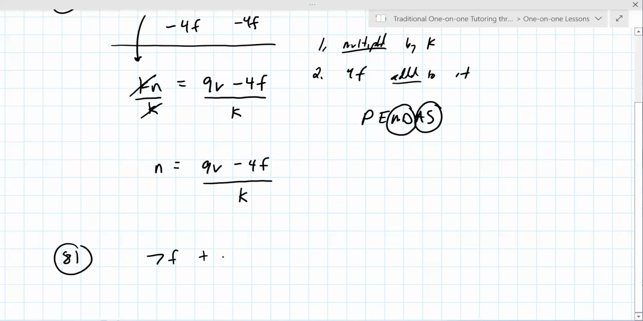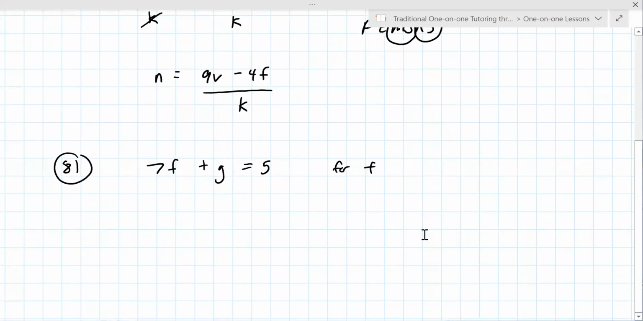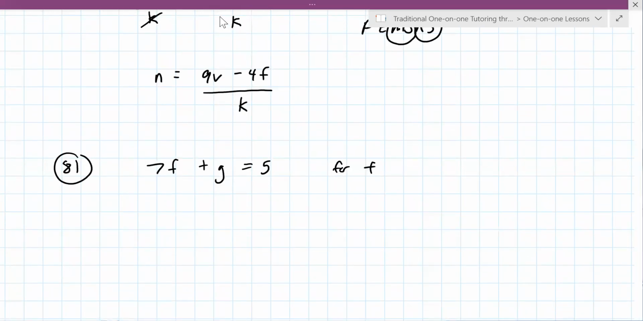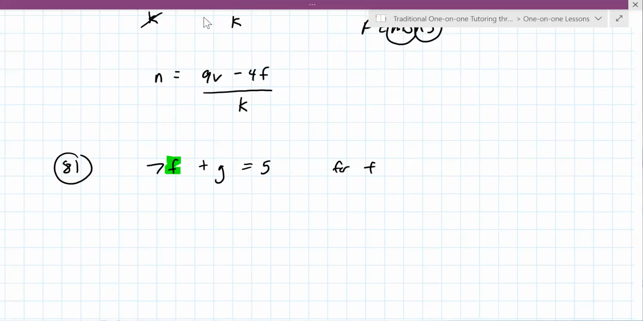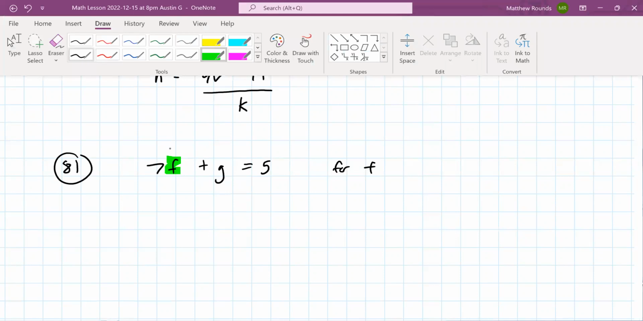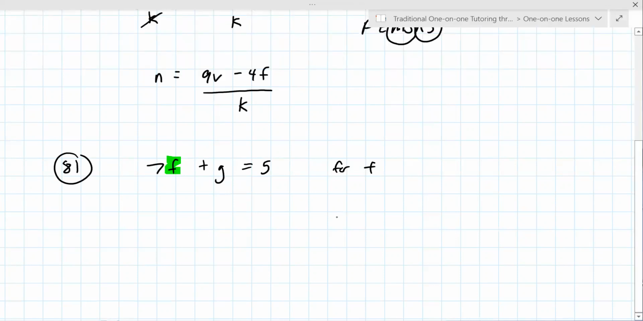So 7f plus g equals 5. We're solving for f. Very important to know which variable you're solving for, that way you don't solve for the wrong one, which does happen. So you look at the entire left side and say, well, what's going on over here? Well, 7 is multiplying f. g is adding. Somehow you need to denote those, whether you make a list or you just look at it, whatever you do.